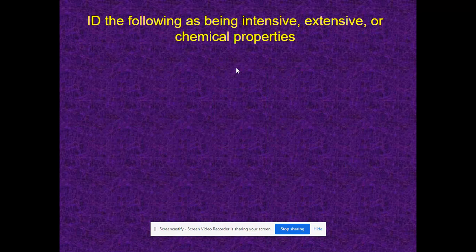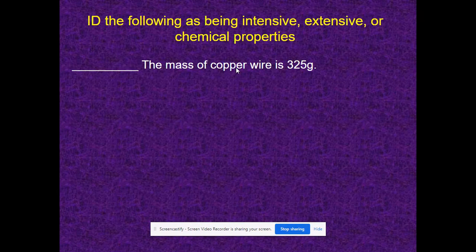So here we go. We're going to do a couple of practice ones. I will test you, quote unquote, question you, on the last couple, but we'll do the first one or two together. What I want you to be able to tell me is whether these things are an intensive property, an extensive property, or a chemical property. Obviously, intensive and extensive are both physical properties.